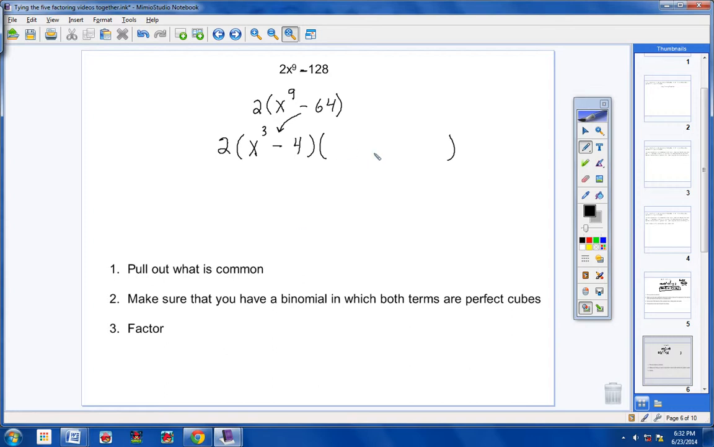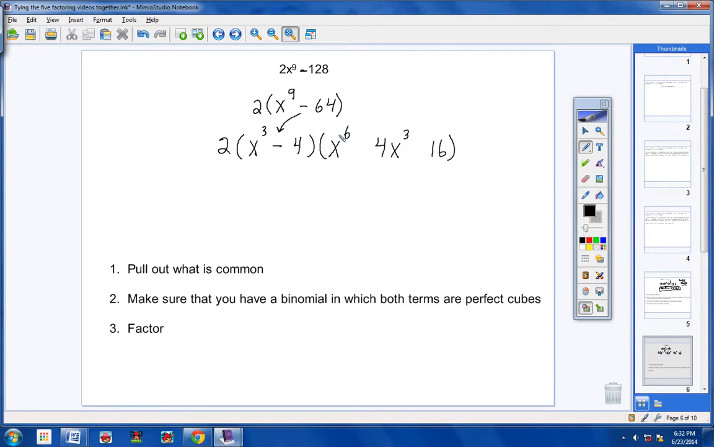Now, next, we're going to have a trinomial over here. You take this term, and in your head, you multiply this term times itself. So x to the 3rd times x to the 3rd would be x to the 6th. Now, to find this middle term right here, you take these two terms and multiply them together in your head. Well, x to the 3rd power times 4 would be 4x cubed. And then you take this term here, and in your head you multiply it times itself. So 4 times 4 would be 16.